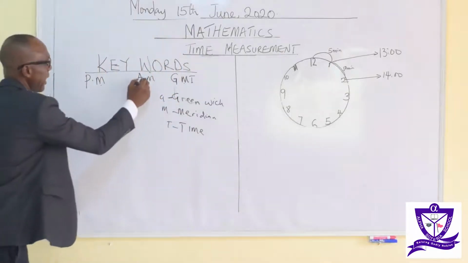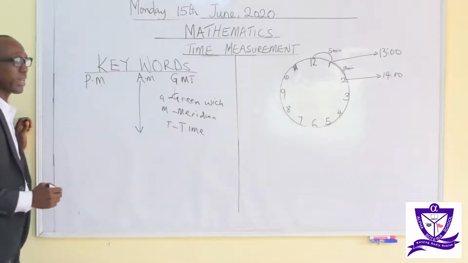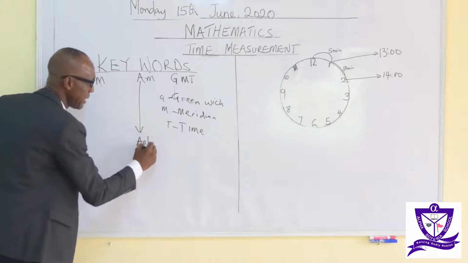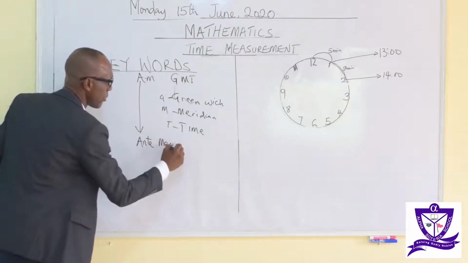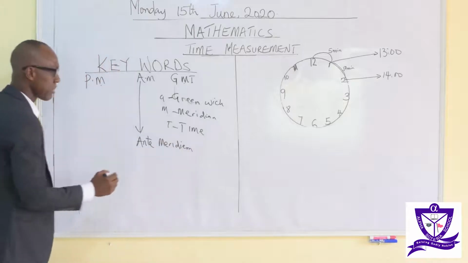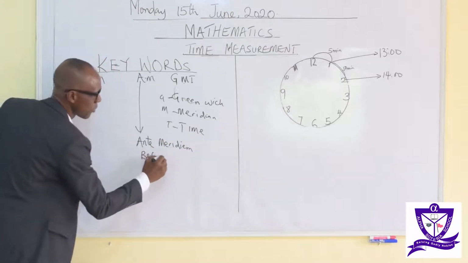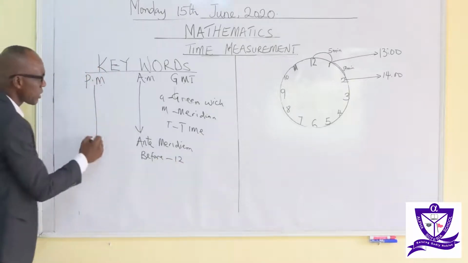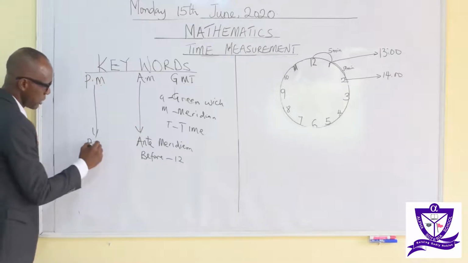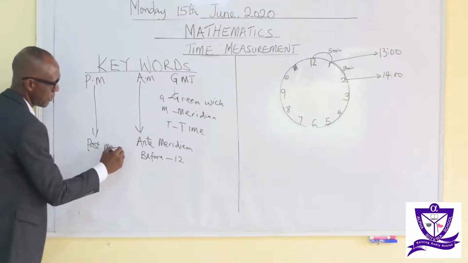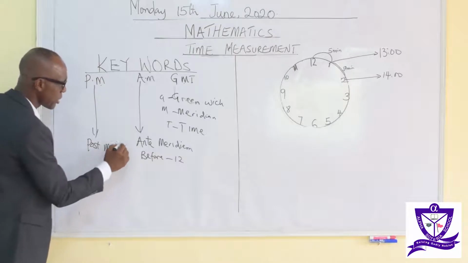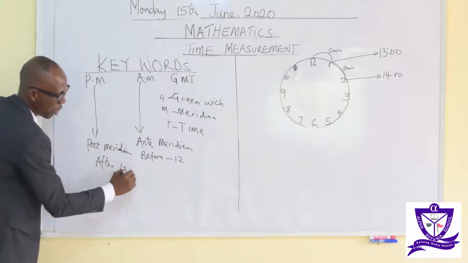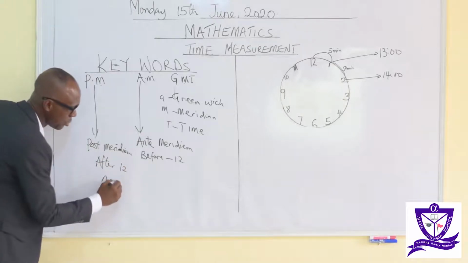What does this AM mean? AM means before. That is anti-meridian. Now this one means before noon, before 12 o'clock. So PM means what? Opposite. Post-meridian. That is, this post is talking about after 12 o'clock. Or perhaps you can say after the noon.